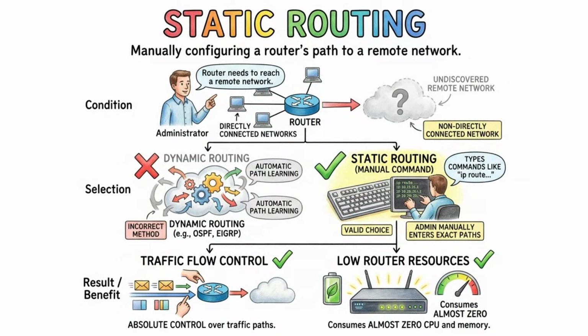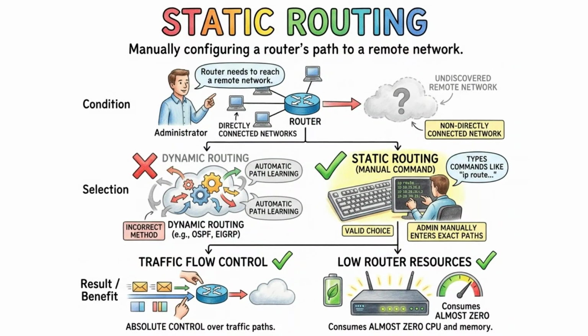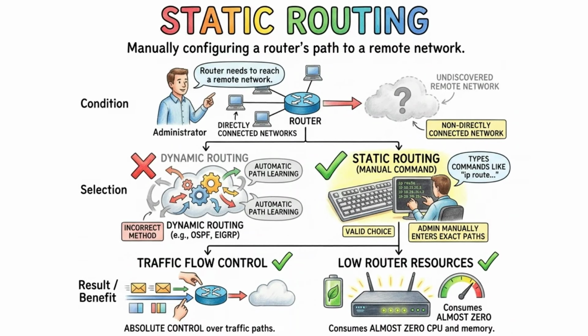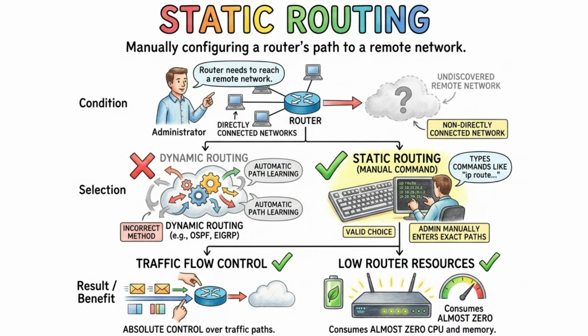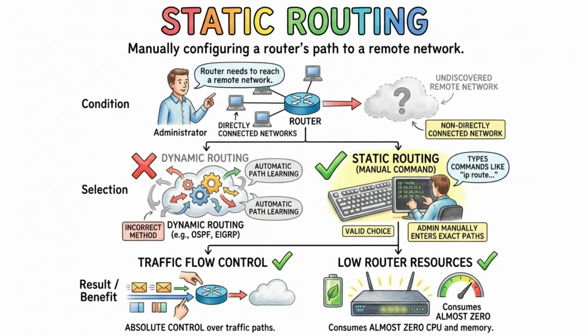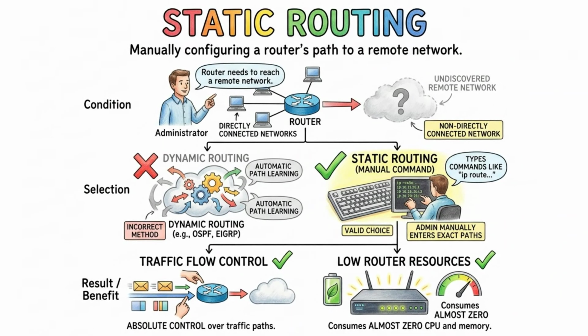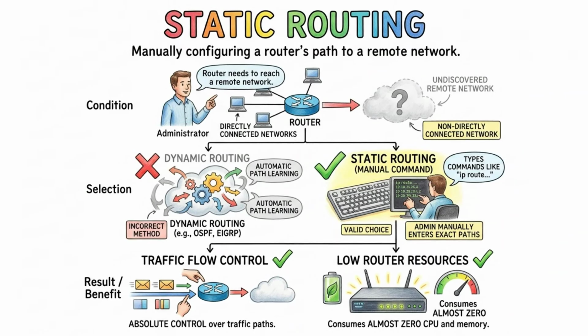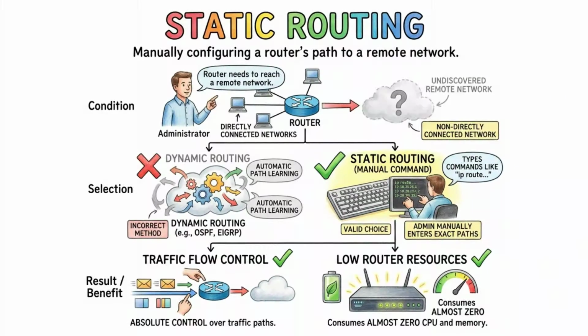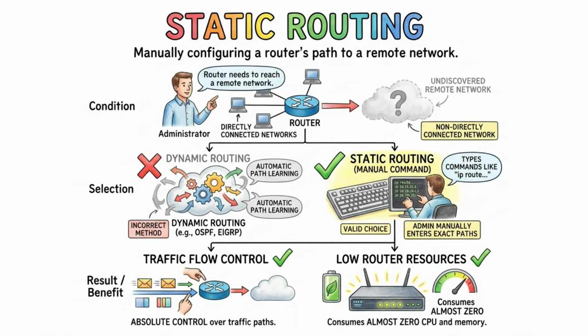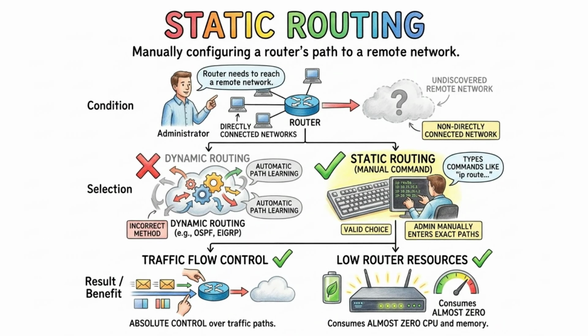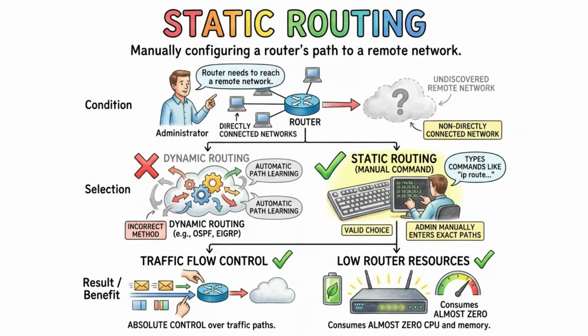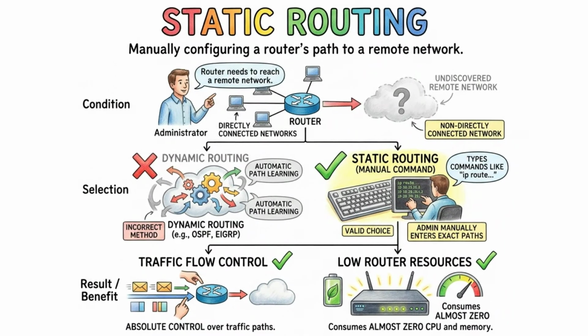When a router needs to reach a network that is not directly connected to it, network engineers can use a method called static routing. Static routing involves an administrator manually typing a specific command to tell the router exactly which path to take to reach a remote destination. This manual approach gives you absolute control over traffic flow and consumes almost zero extra processing power on the router hardware. However, the major downside to static routes is that they cannot automatically adapt if a cable breaks or a network goes offline. You will primarily see static routing used in very small, simple networks where the physical layout rarely changes.